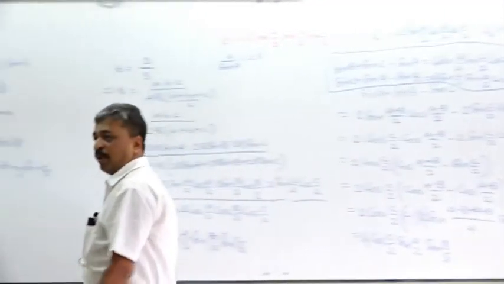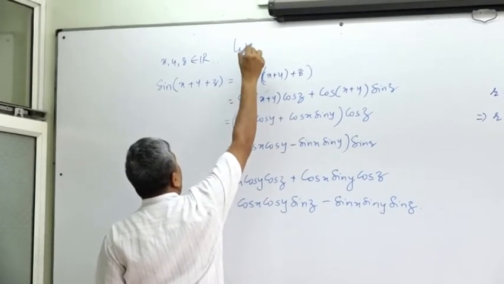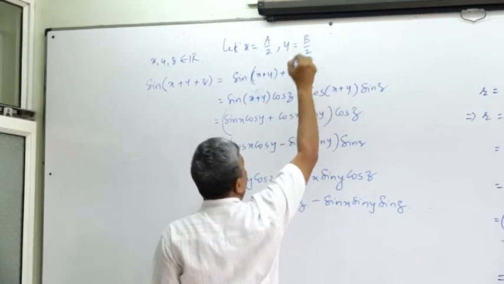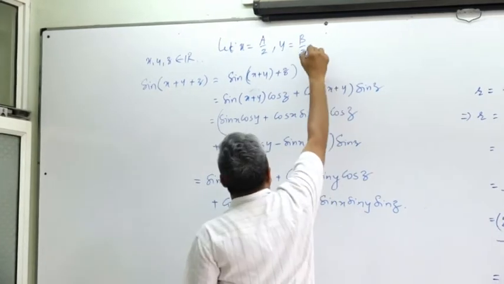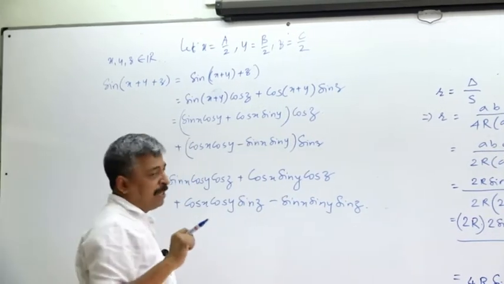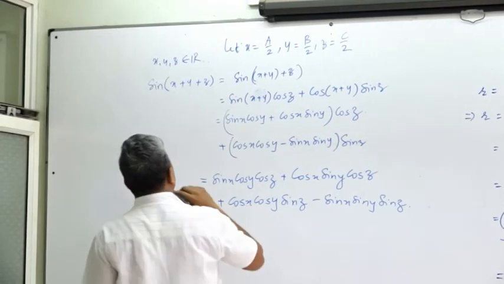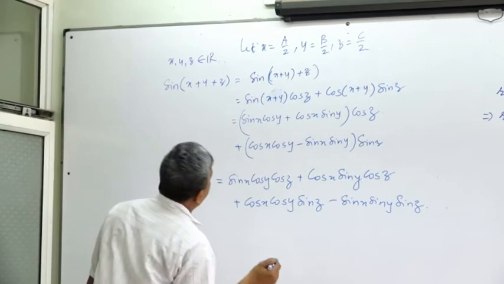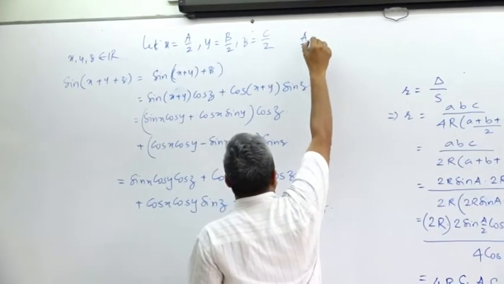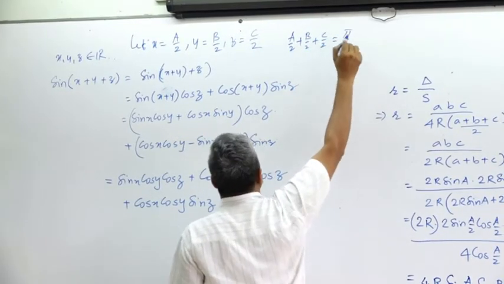Therefore, let us assign some values. Let x be equal to A by 2, y is equal to B by 2, and z is equal to C by 2. So how much is A by 2 plus B by 2 plus C by 2 in triangle ABC? In triangle ABC, A by 2 plus B by 2 plus C by 2 is equal to pi by 2.